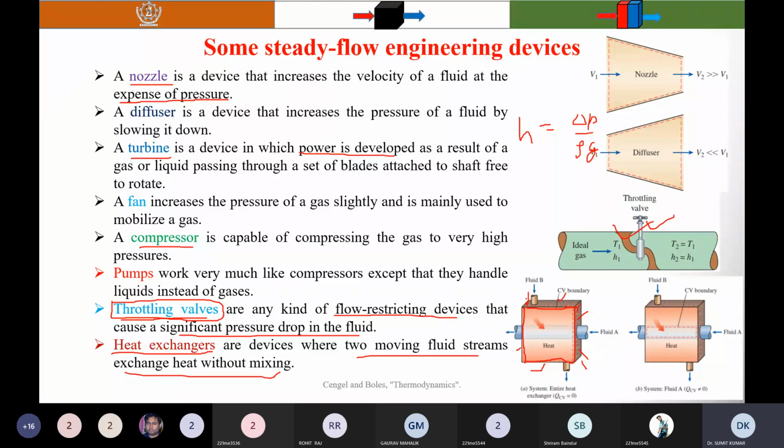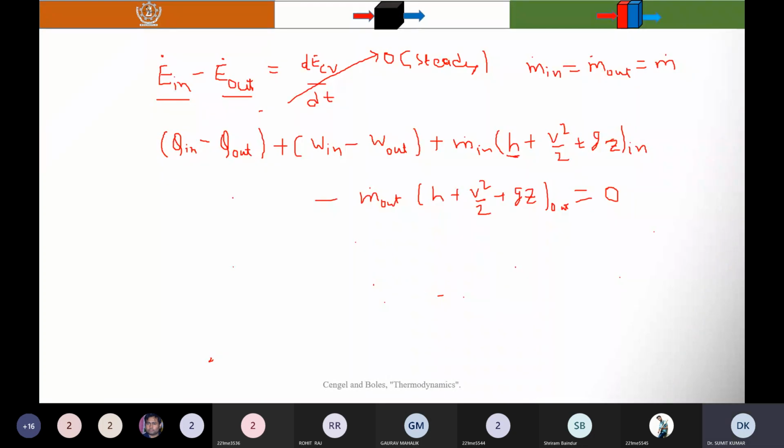So what do you say? There is no heat transfer between the system and the surroundings, so Q in or Q out both are 0. And the heat exchanger is not producing or consuming any work, so these terms become 0. And neglecting the kinetic energy and potential energy, these terms become 0. So what you will get is m in h in equals m out h out.